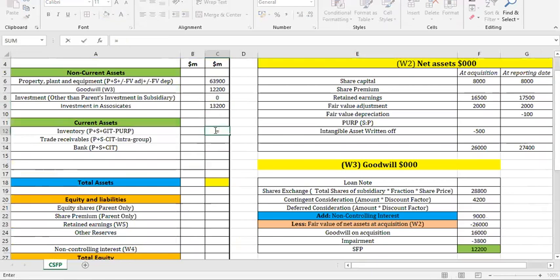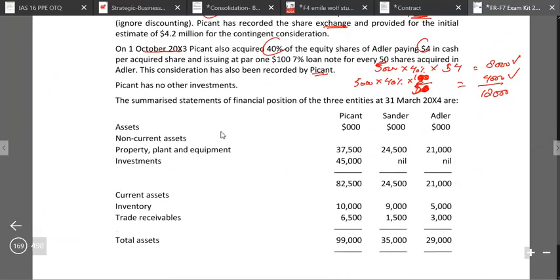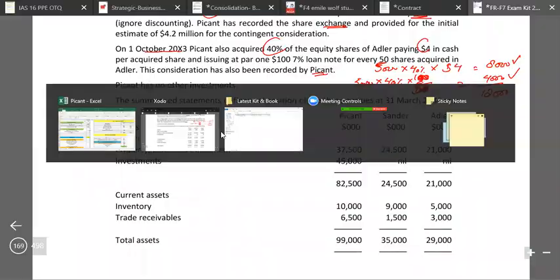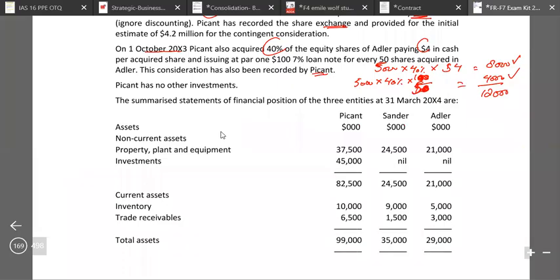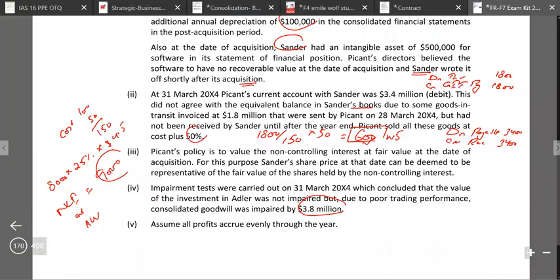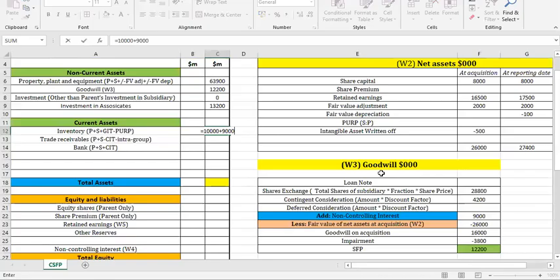Okay, then you have the inventory. It's 10,000 plus 9,000. Okay, yes, 10,000 and 9,000. Then you need to add the goods in transit. Okay, what was that? The goods in transit, let's see that. It was 1,800. And you need to deduct the unrealized profit, which was 600. It gives you 20,200.